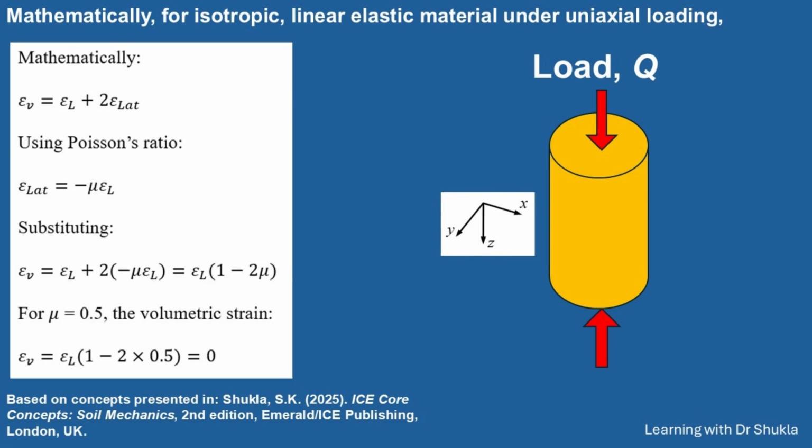For mu equal to 0.5, the volumetric strain becomes 0, as you see in the calculated value. This means there is no change in volume during loading. Hence, when such materials are compressed, they expand sideways significantly, but their volume remains almost the same. In engineering terms, we call such materials incompressible.